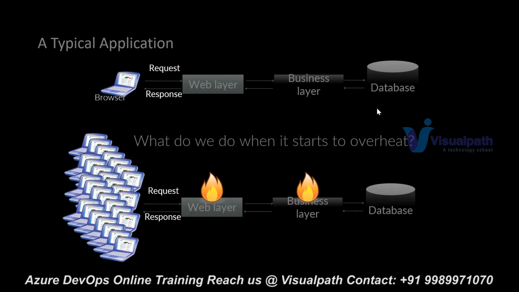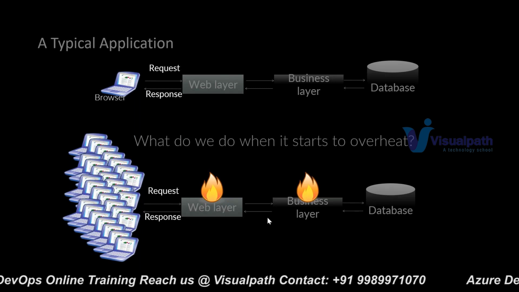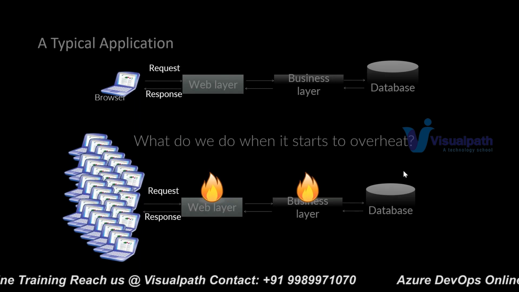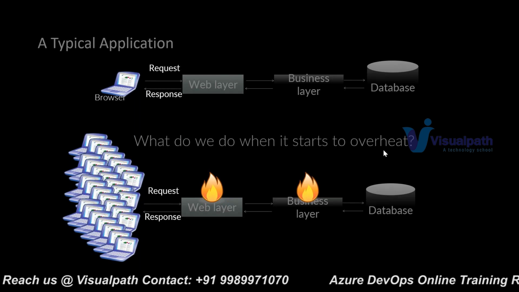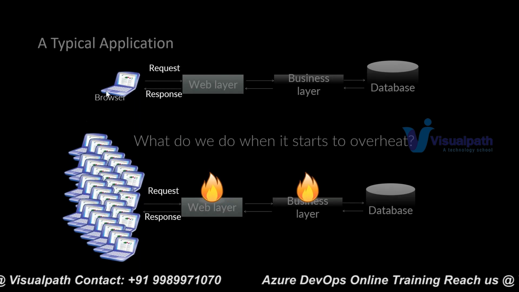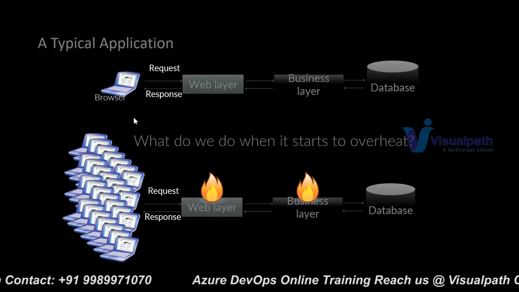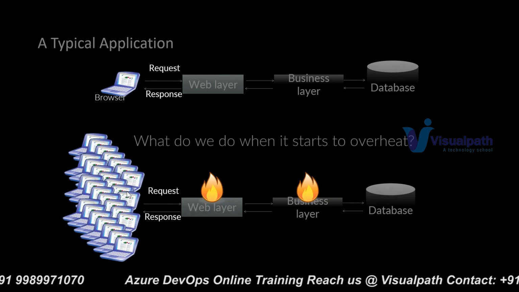At that time we have to scale our web application as well as the business layer and the database, and it's going to be region specific, the geo regions. If you see here, one client is accessing this application, and here a number of clients are accessing this application.